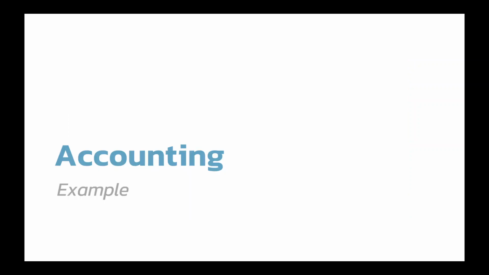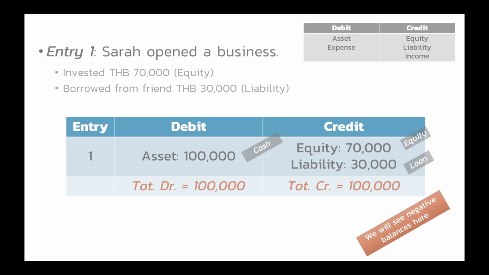Okay, accounting. Let's do some examples. First, Miss Sarah wants to open a business, so first she has to invest in her company. Let's say 70,000 baht, so that goes into equity. But she also borrows money from her friends, so that's liability.